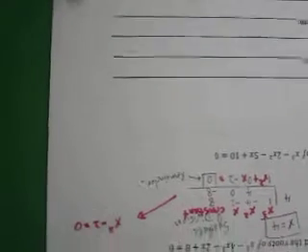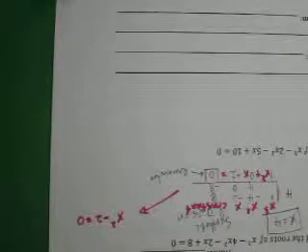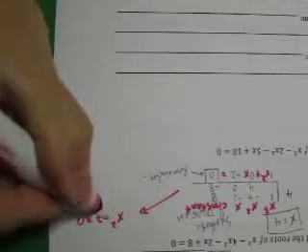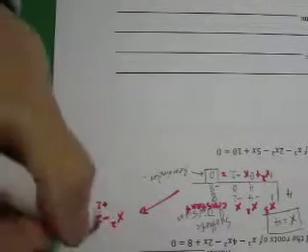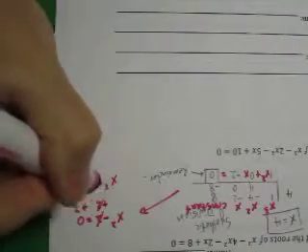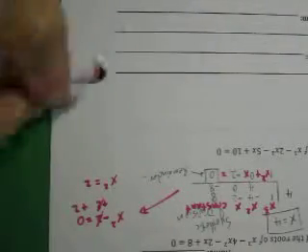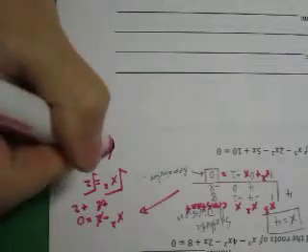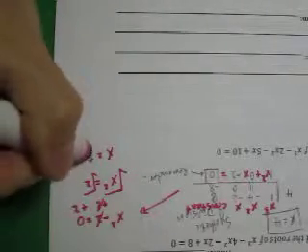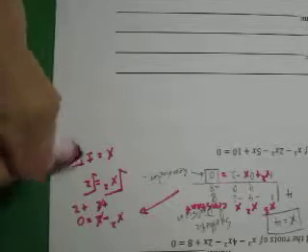And now from here, we can solve for x. How do we solve for x? Move the 2 to the other side. So add 2 on both sides. x squared equals 2. Now square root both sides. Okay, x is equal to plus or minus square root of 2.